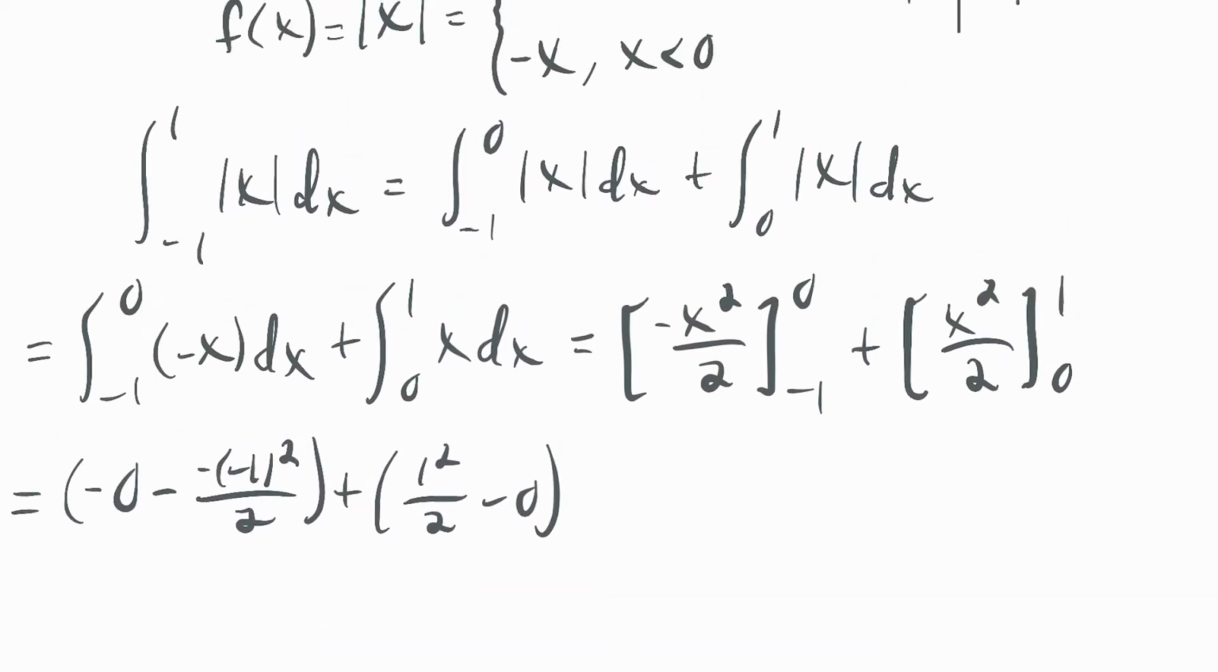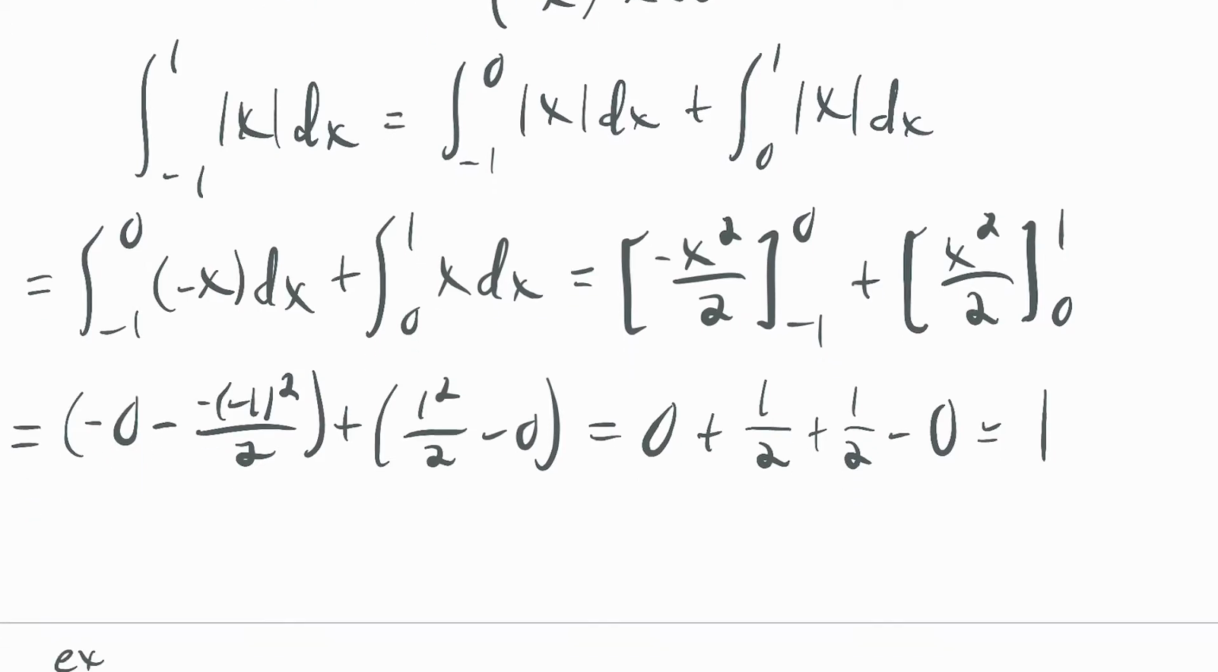Okay, so this equals 0. -1 squared is 1. Negate it to -1. Negate that again to +1. So 1/2. So 0 plus 1/2 plus 1/2 minus 0 equals 1. So the area is 1. And we had to split the integral into two pieces in order to do this. Okay, what's next?